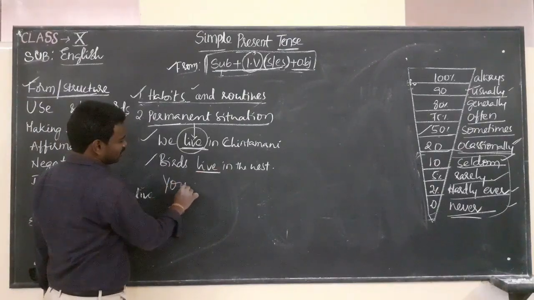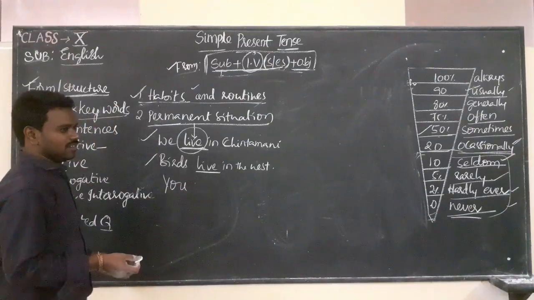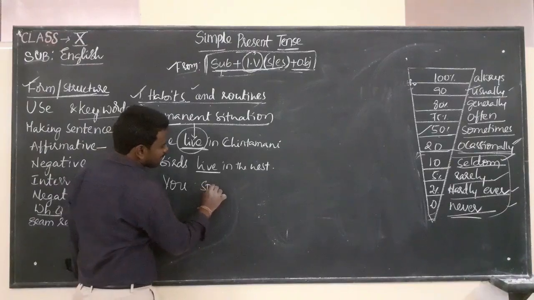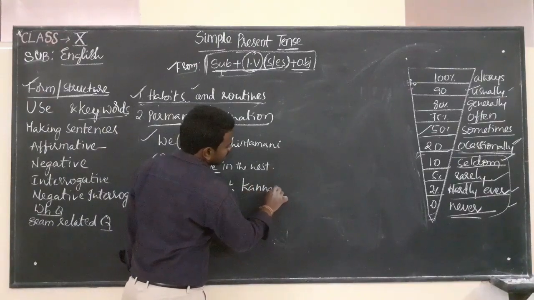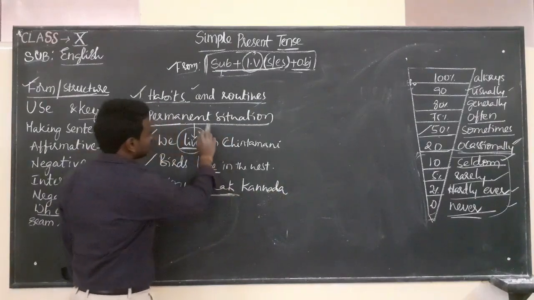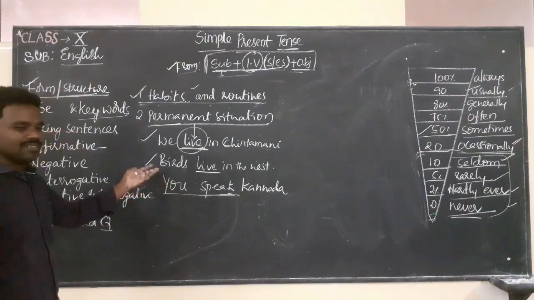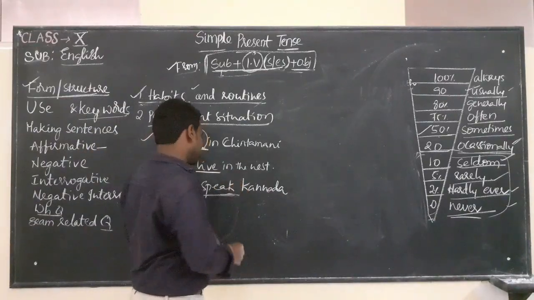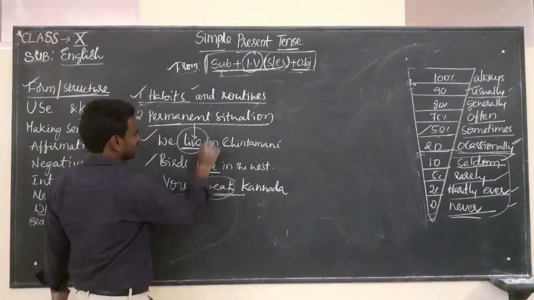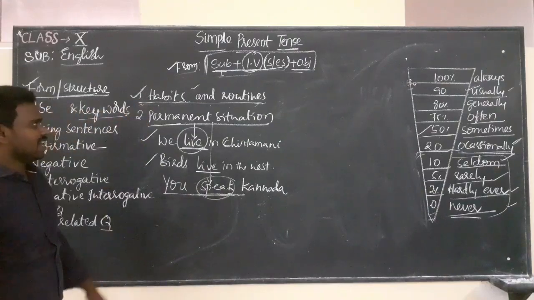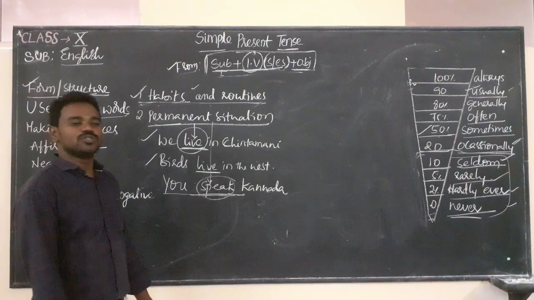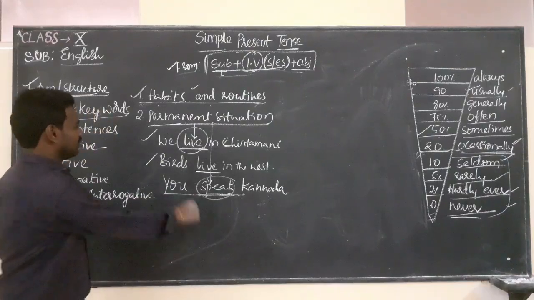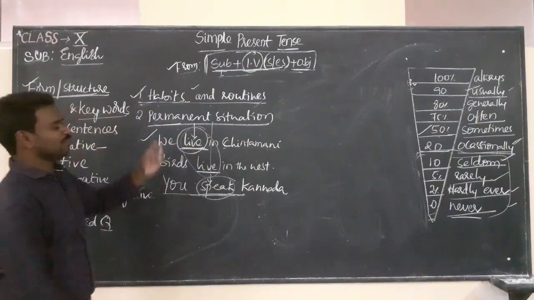If I ask which language you speak: I speak English, you speak Kannada. If your mother tongue is Kannada, you speak Kannada. This indicates a permanent situation, because it already exists in your mind. You never forget it, and you keep on speaking Kannada. So the first usage is habits and routines, and the second is permanent situation: you speak Kannada, birds live in the nest, we live in Chintamani.